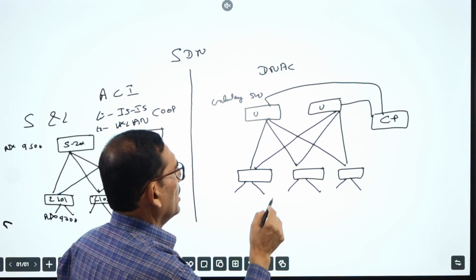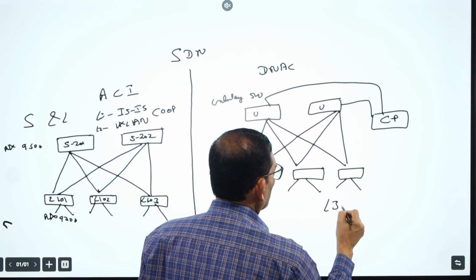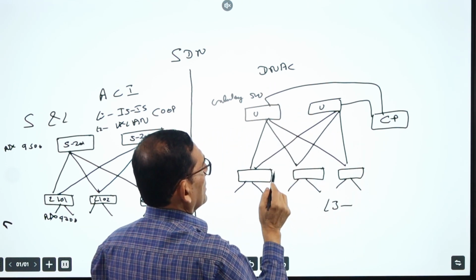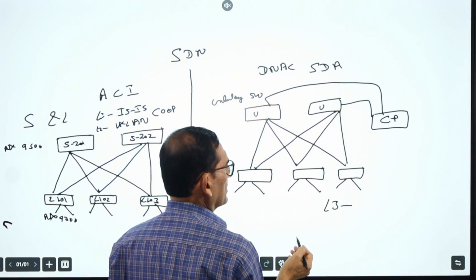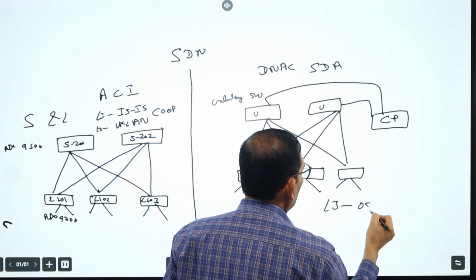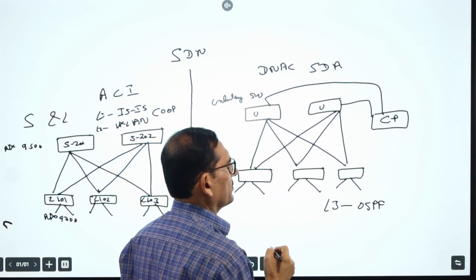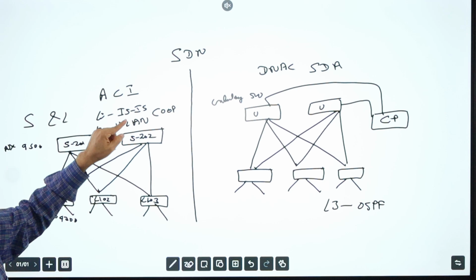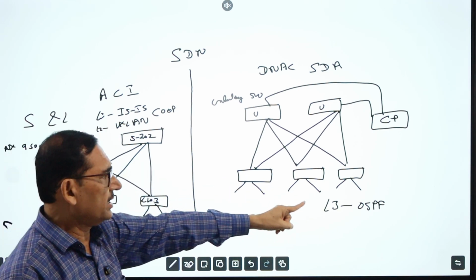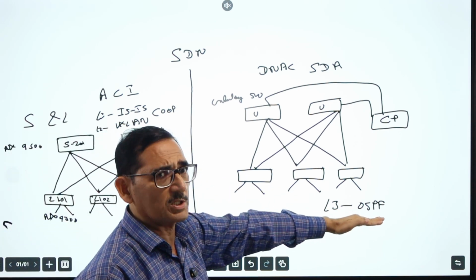Another thing, to have layer 3 reachability in our DNAC, that part is our SDA, software defined access. Here we have the option to use any protocol, like OSPF. In ACI, by default IS-IS will work. We can't change this part. Here we have the option to run OSPF.